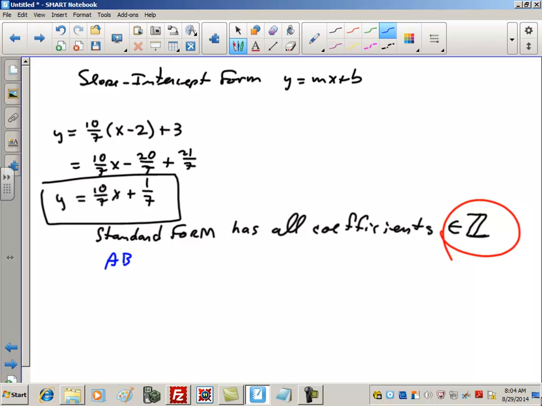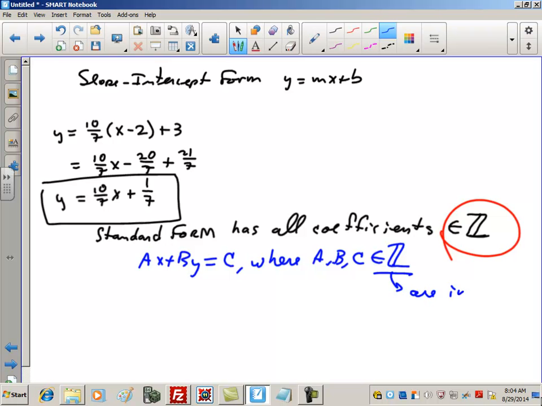Here's your standard form. Whoops. ax plus by equals c, where a, b, and c are all integers. Like counting numbers or negative counting numbers or 0. Yeah, and that's just a really compact way of saying are in the integers. And apparently "in the" is one word, and that's okay. That's what that means. Okay?